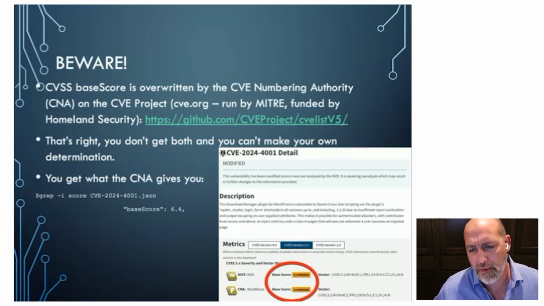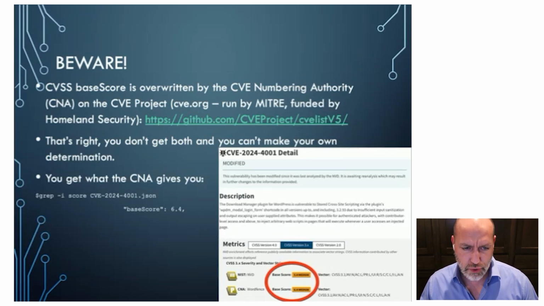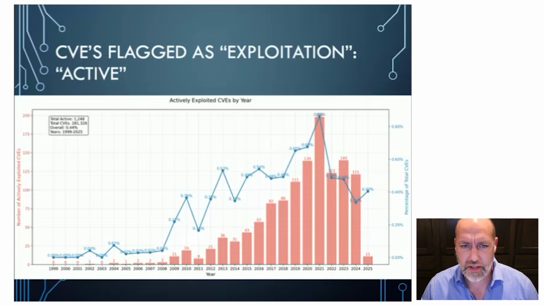It's just not something they provide. That might change over time, so this may not be true long-term, but it's hard to do this analysis against NVD. So this is a flag within the CVE JSON that basically says the exploitation is active.